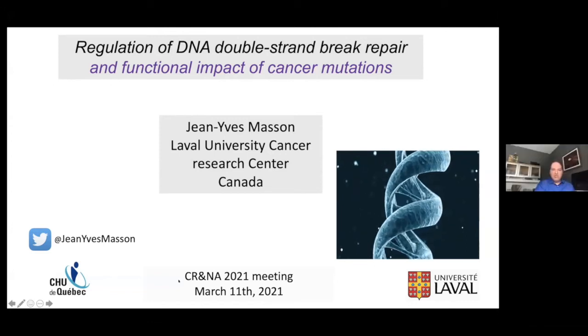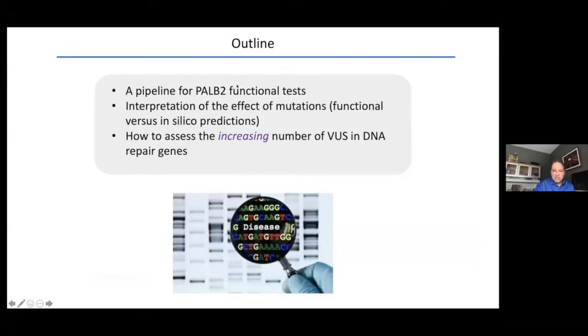Okay, thank you. So everybody can see my screen right now? Yes. Okay. So the presentation will be more into the cancer model aspect of this session. So I won't tell you too much about the regulation of DNA double-strand break repair, but I'll focus on the functional impact of cancer mutations.